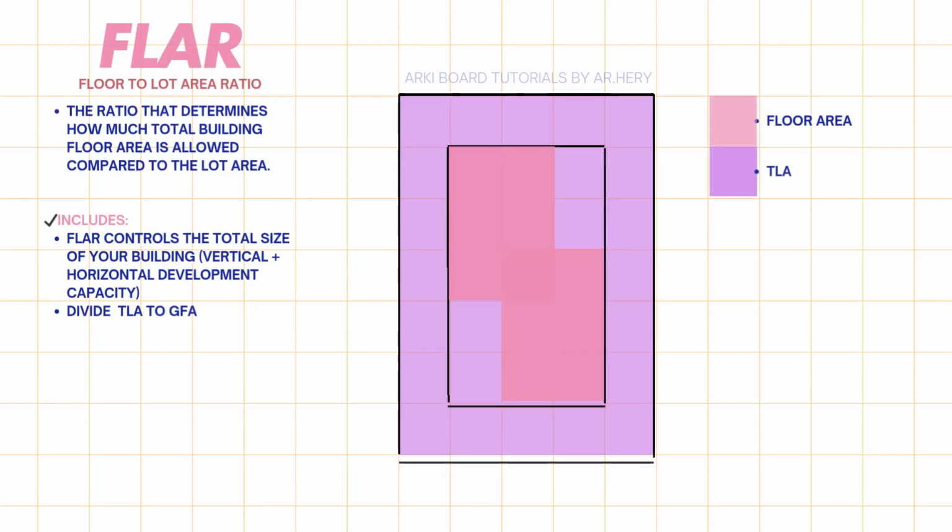FLAR refers to the ratio that defines how much total building floor area is allowed in relation to the size of the lot. In simple terms, it shows how many times the lot area you are allowed to build in total floor area, all floors combined.